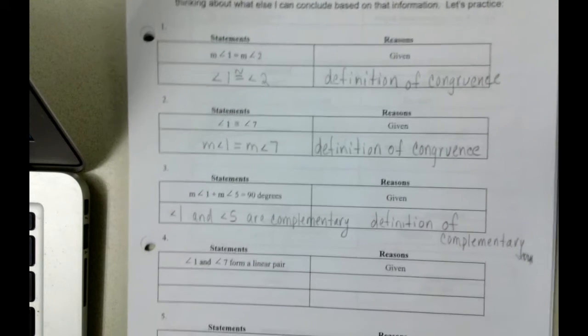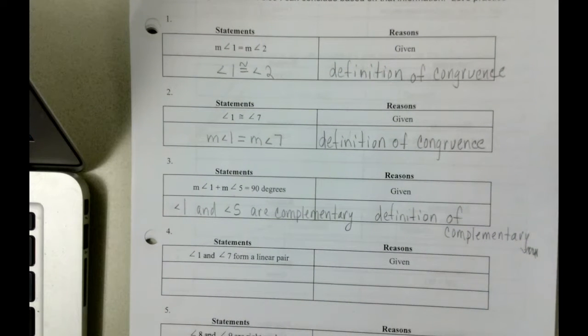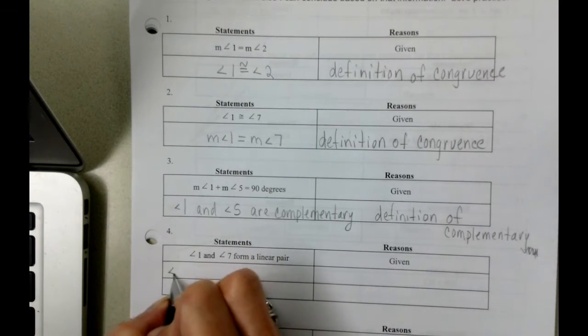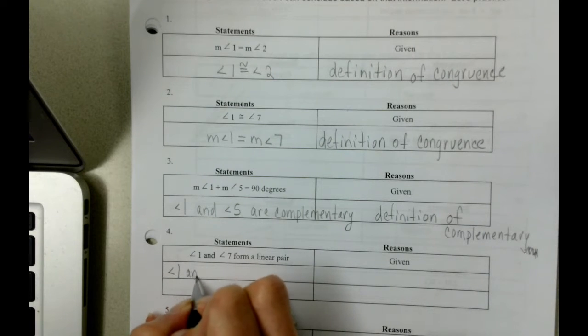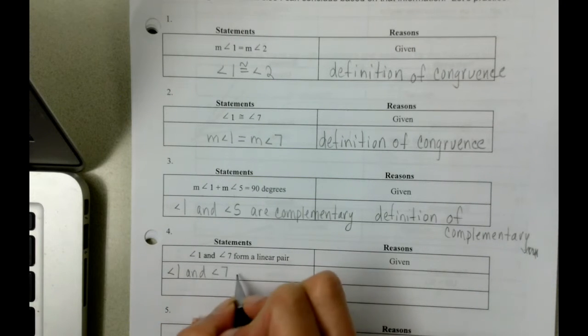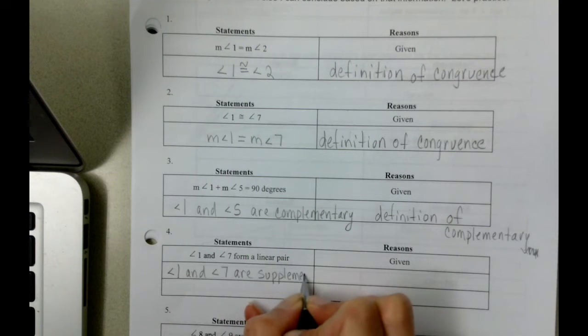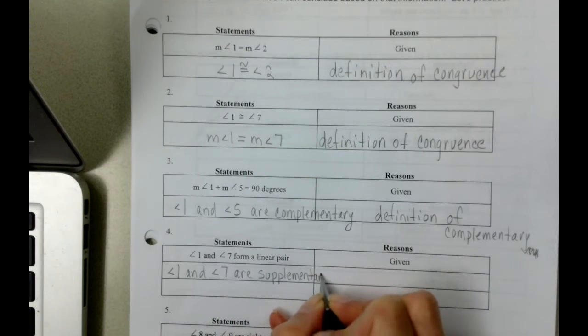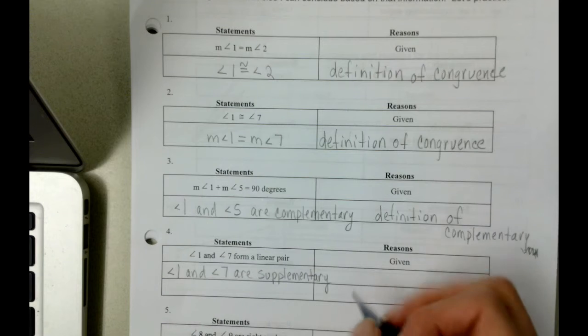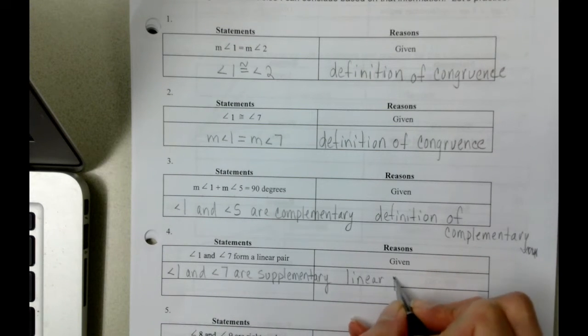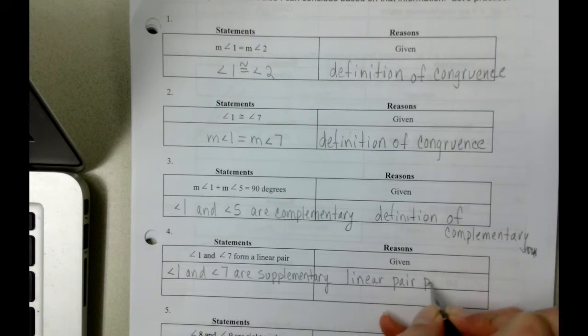Number 4, angle 1 and angle 7 form a linear pair. Well, what we can say then is that angle 1 and angle 7 are supplementary. We've talked about that a lot when we've been talking about linear pairs. And then the reason we can say that is the linear pair postulate.